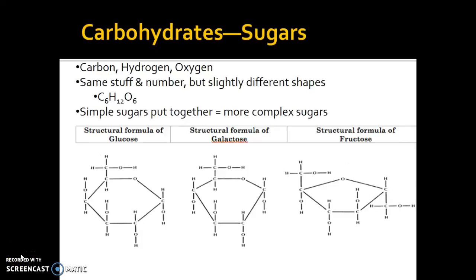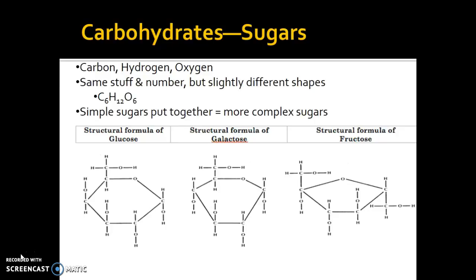Carbohydrates are made of sugar. Carbohydrates are for energy. They're made of carbon, hydrogen, and oxygen. They all have the same chemical formula, which is C6H12O6. They have a very similar looking shape in that they form a ring with those 6 carbons.